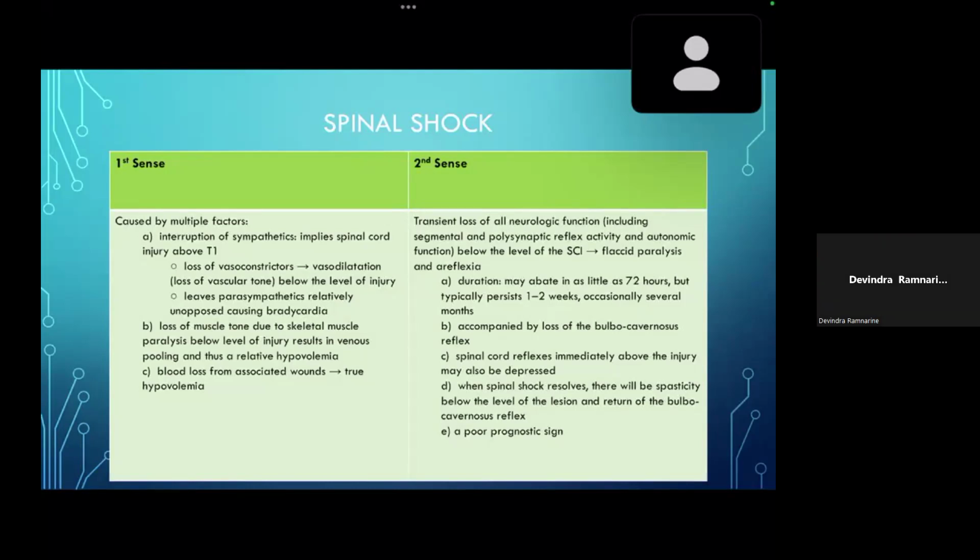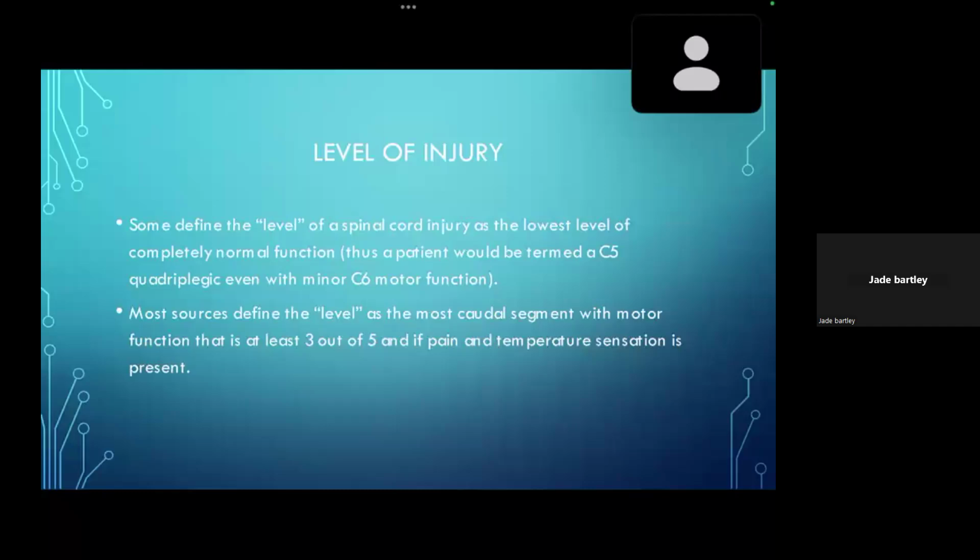And the level is usually above the level of T6, not T1.